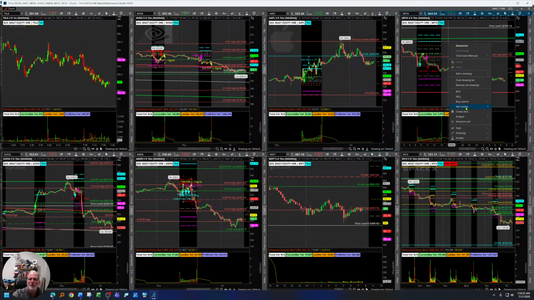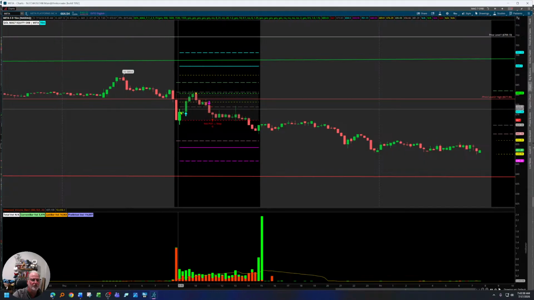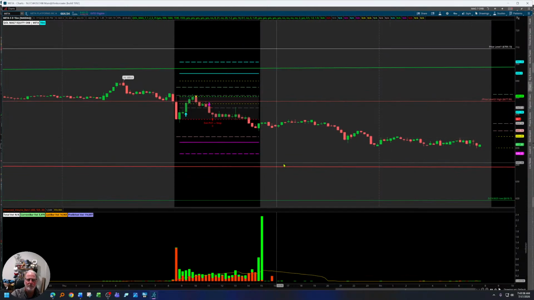Getting over to Meta, flushing out just like the rest of them right now. You can see Meta's 15-minute gave you some signals, but it didn't hit any price targets. It would have hit your price target in post-market right now, but that doesn't really count because we're not trading that way.